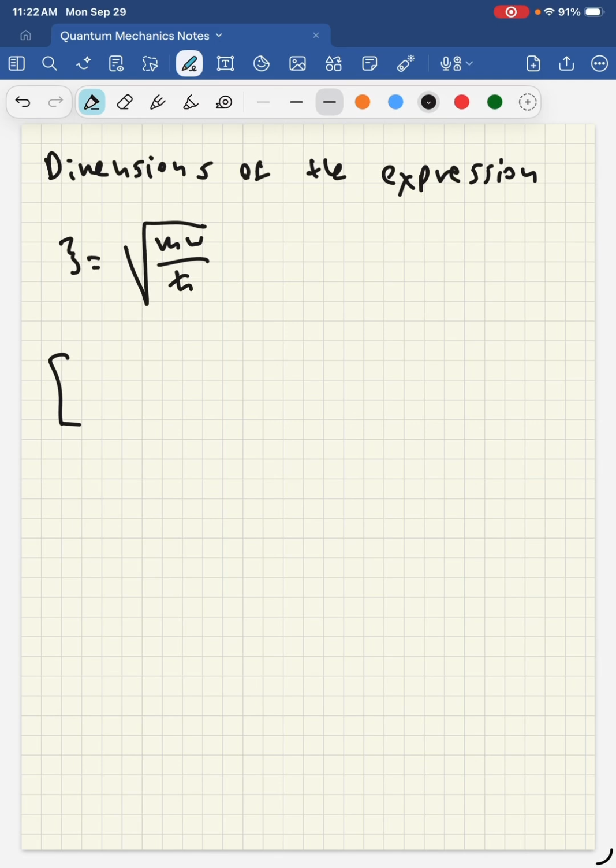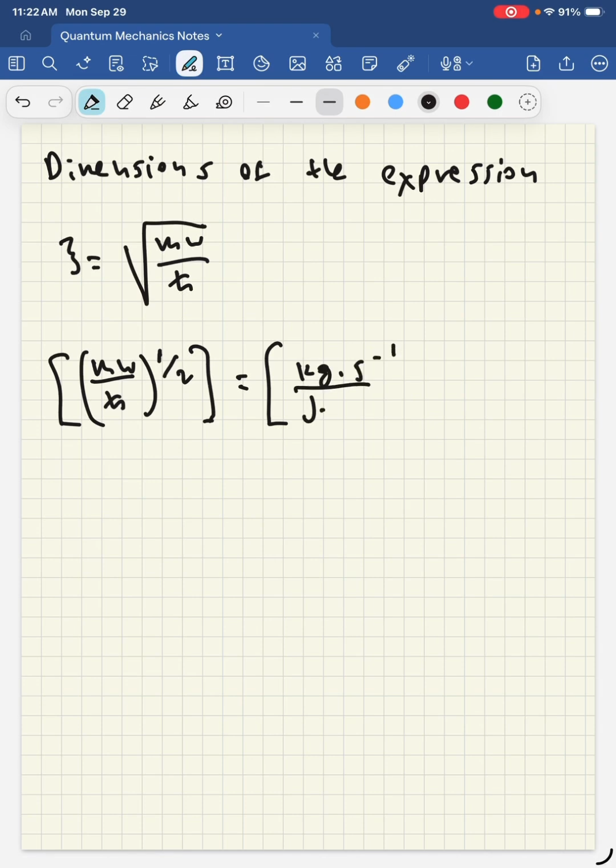To find the dimensions of this, we use the square brackets, which denotes that we are talking about the physical dimensions of this expression. So the units of mass is kilograms, the units of omega is seconds to the minus 1, and h bar is joules times second. And this is to the 1/2.